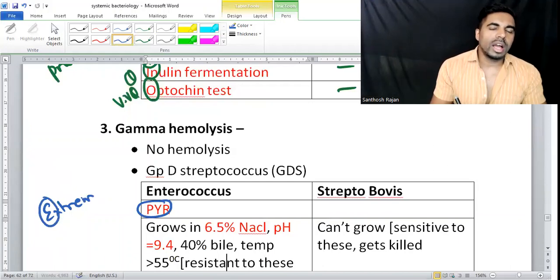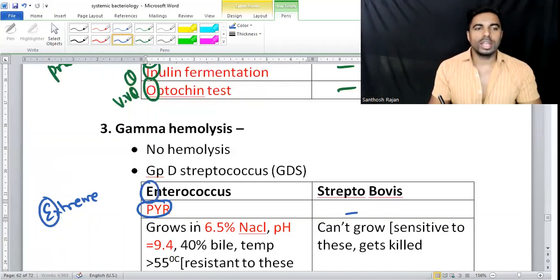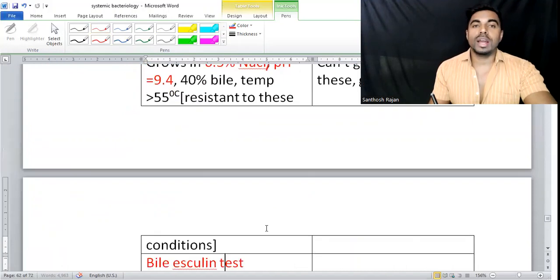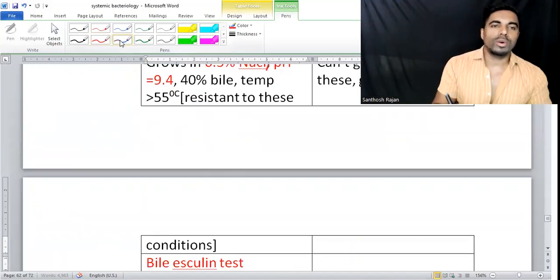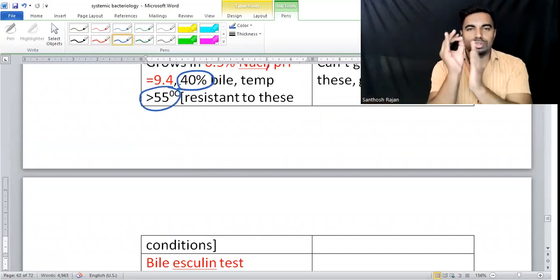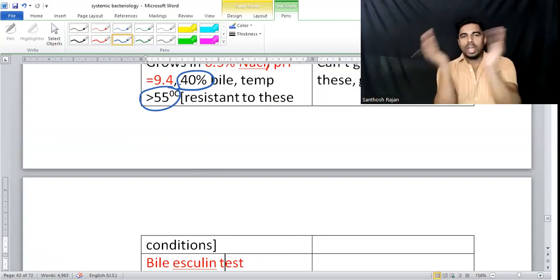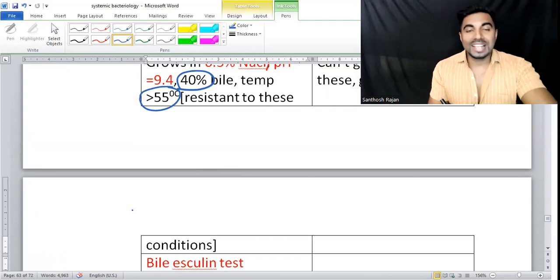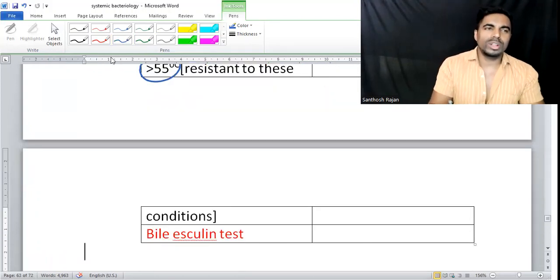Your Enterococcus grows in extreme conditions. What are they? It grows in 6.5% NaCl, pH 9.4, 40% bile, and also temperature more than 55. Only Enterococcus can grow in such conditions. So in extreme temperature, pH and NaCl conditions your Enterococcus grows. That is the differential diagnosis between Enterococcus and Bovis. But Enterococcus is specific. And one more classic test is esculin. Don't worry too much, everything has a clue. E for esculin, E for Enterococcus. Okay?